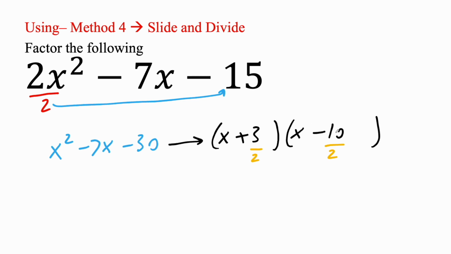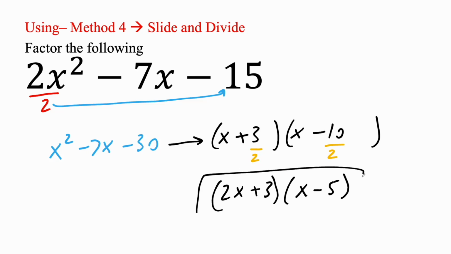So x minus 10 divided by 2, we could divide this and get a nice number. We're going to get x minus 5. Now this is a special one. We can't get a nice number whenever we divide by 2. So what we do now is we multiply this piece by 2 and this piece by 2. And so you're going to get 2x plus 3. Close your parentheses. And this right here is your final answer.